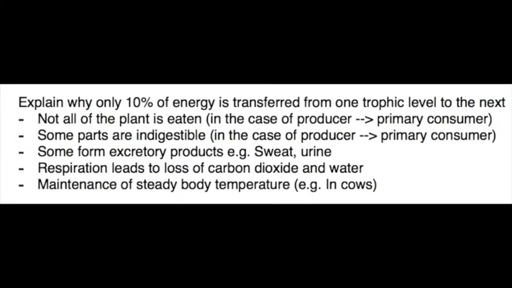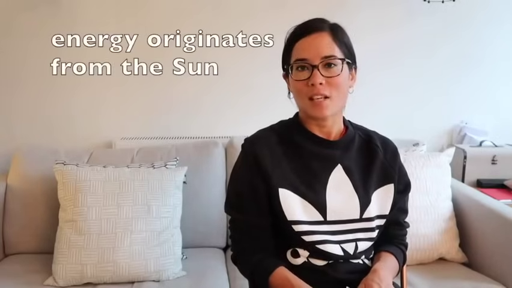The rabbit moves, it keeps itself warm, it respires, it digests, I've already mentioned this, it poos. So these are all ways in which energy is lost within a food chain. In fact, 90% is lost at each stage of the food chain. If they ask you where all that energy originates from, remember that is the sun.